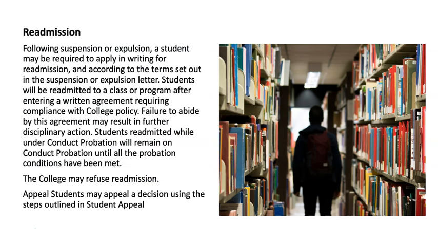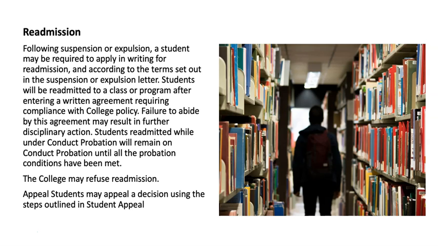Readmission. Following suspension or expulsion, a student may be required to apply in writing for readmission and according to the terms set out in the suspension or expulsion letter. Students will be readmitted to a class or program after entering a written agreement requiring compliance with college policy. Failure to abide by this agreement may result in further disciplinary action. Students readmitted while under conduct probation will remain on conduct probation until all the probation conditions have been met. The college may refuse readmission.